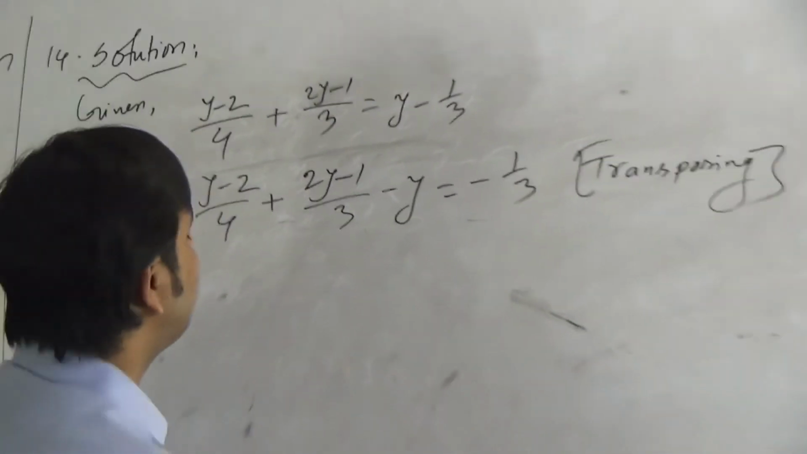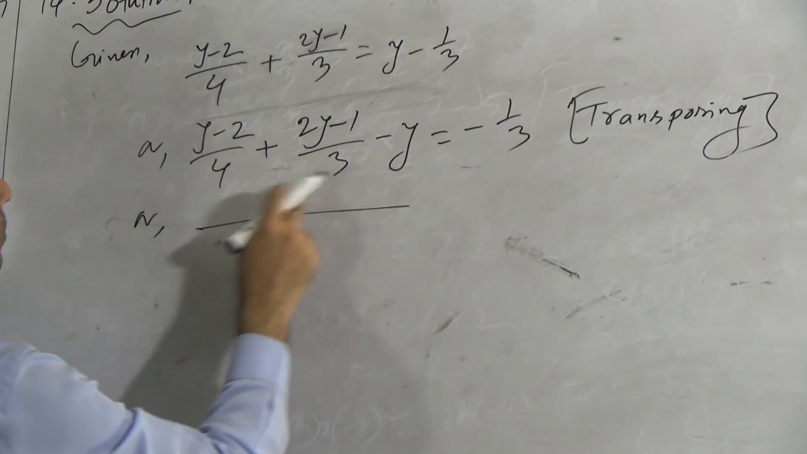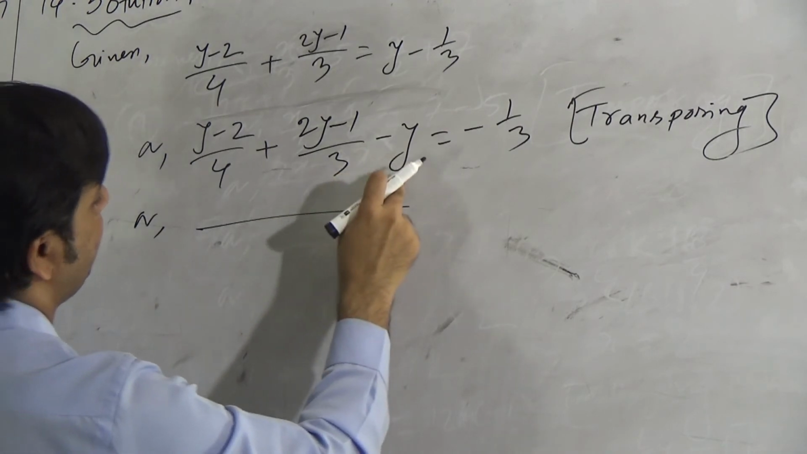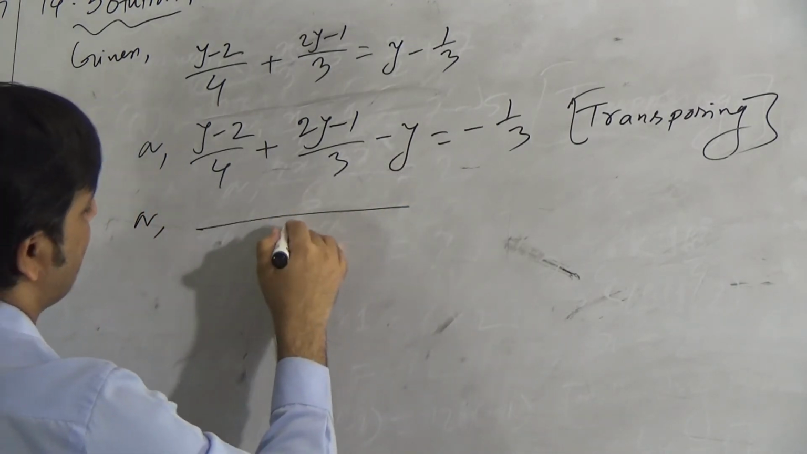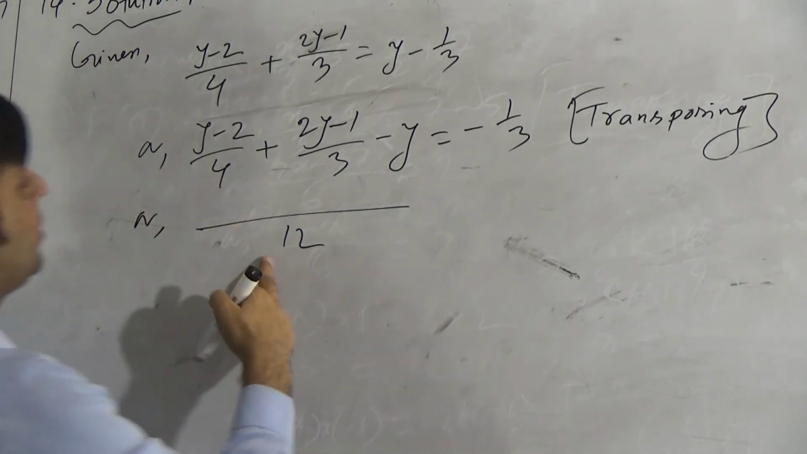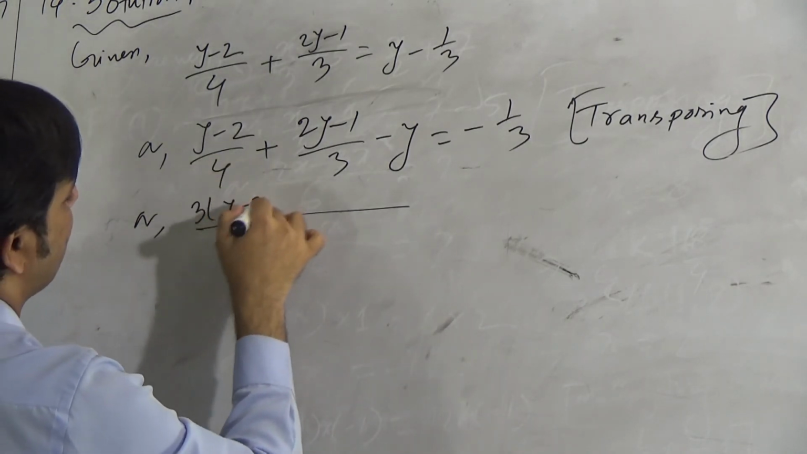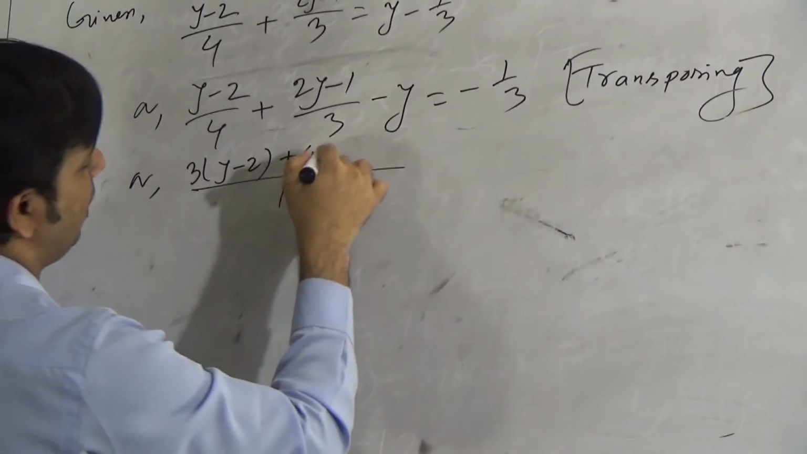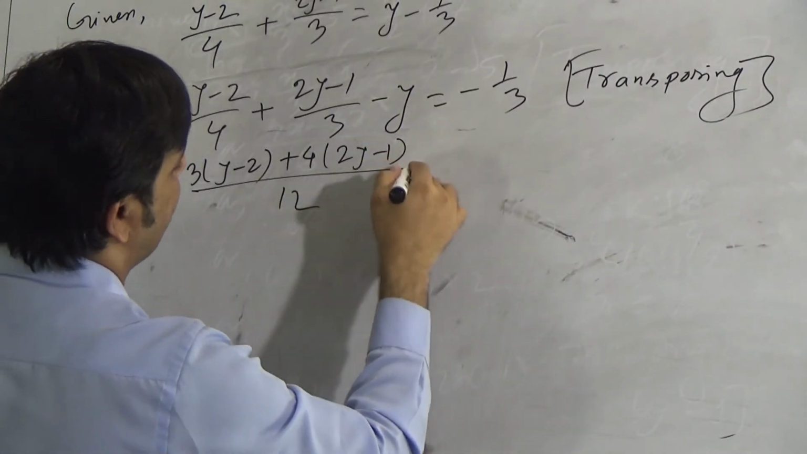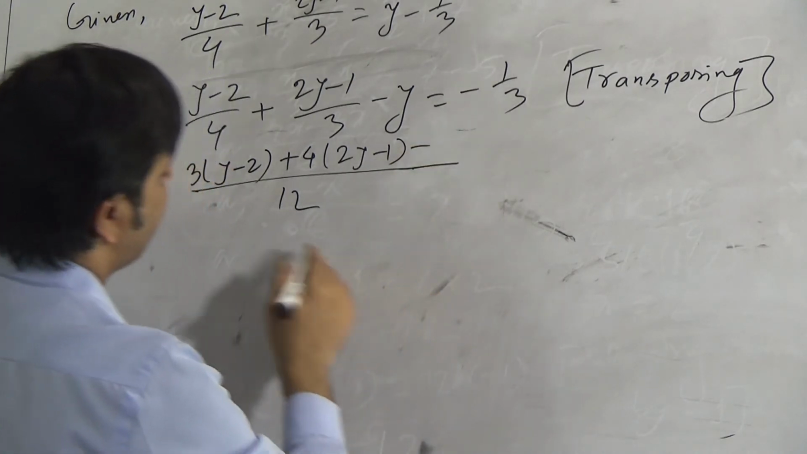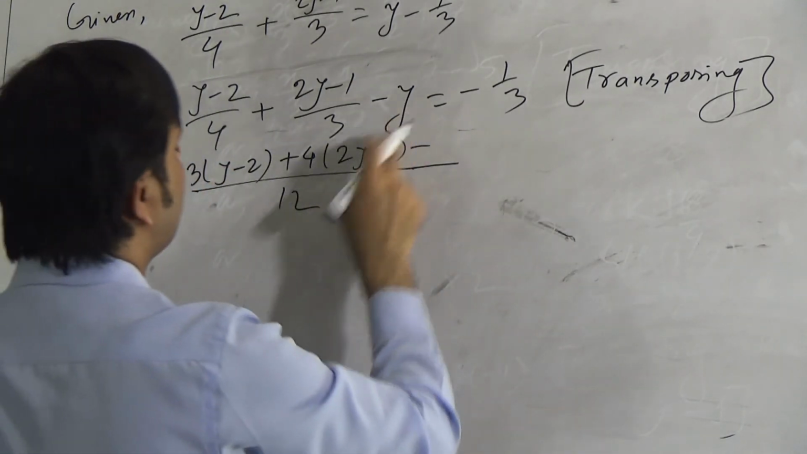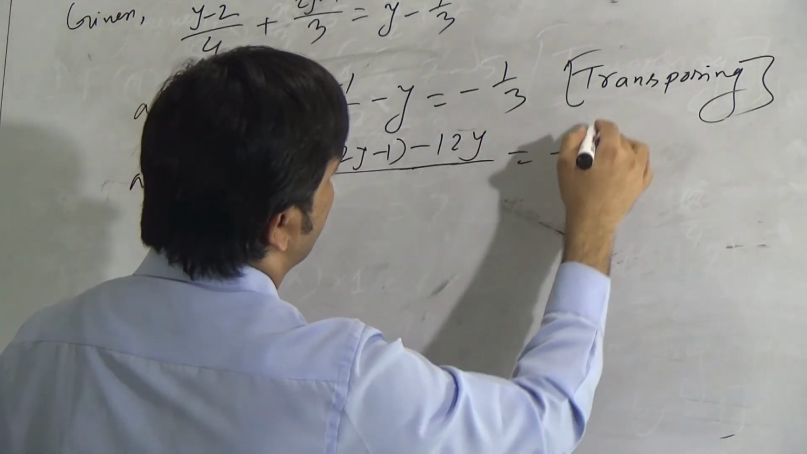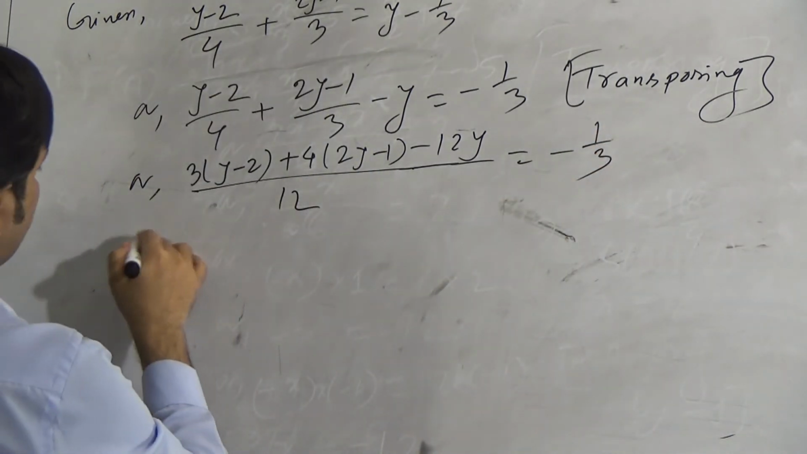Now we have to do the addition and subtraction of fractions, so we take the LCM of the denominators 4, 3, 1. The LCM is 12. Divide 12 by 4, we get 3, so we multiply y minus 2 by 3. Then divide by 3, we get 4, so we multiply 2y minus 1 by 4. Then minus, considering the denominator 1, 12 divided by 1 is 12, so we multiply y by 12. That is equal to 1 by 3 minus 1 by 3.